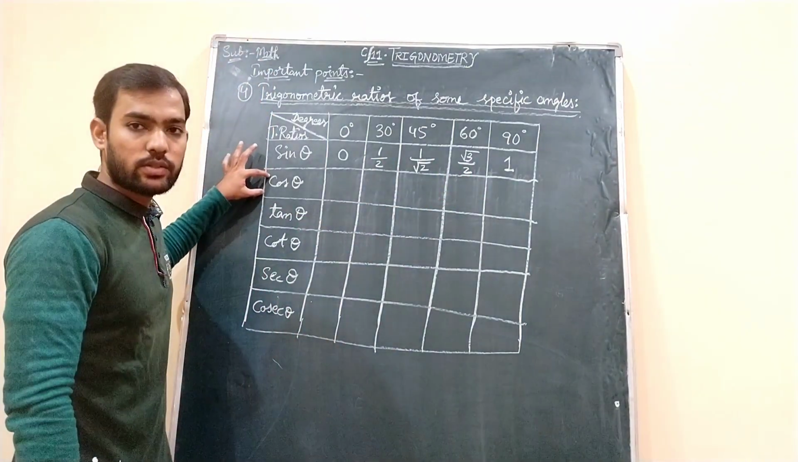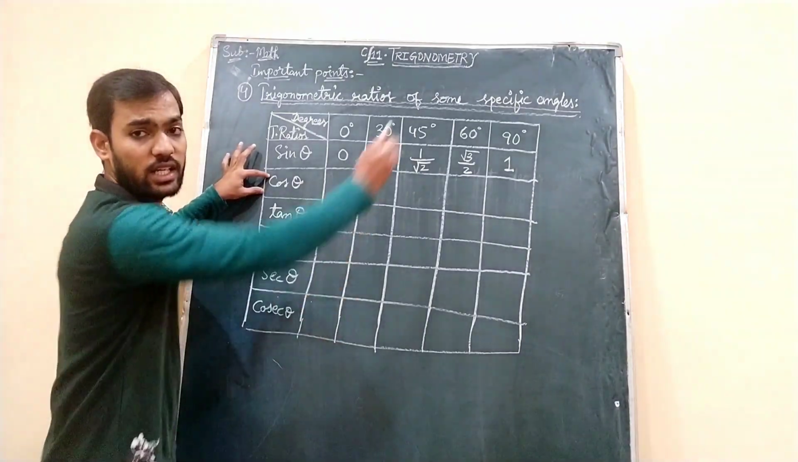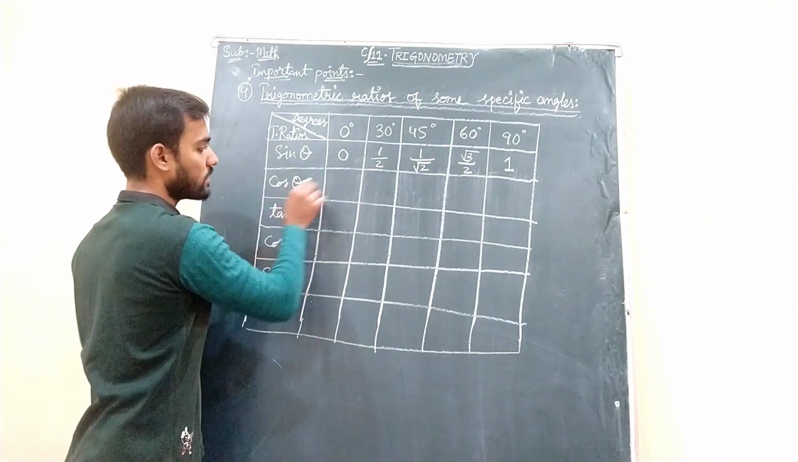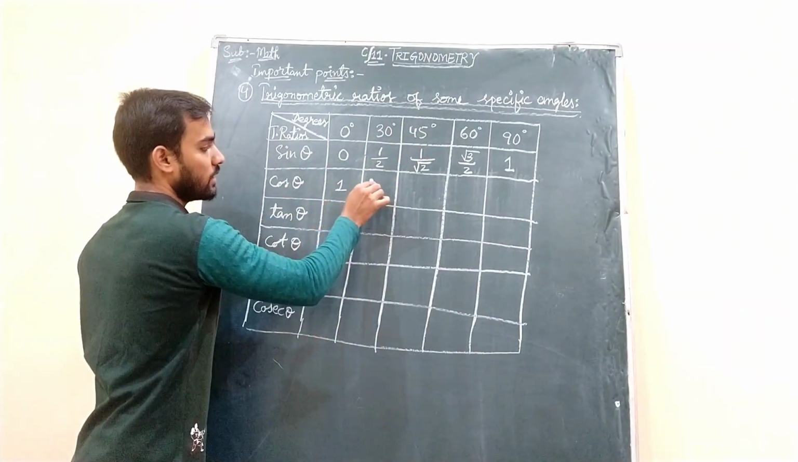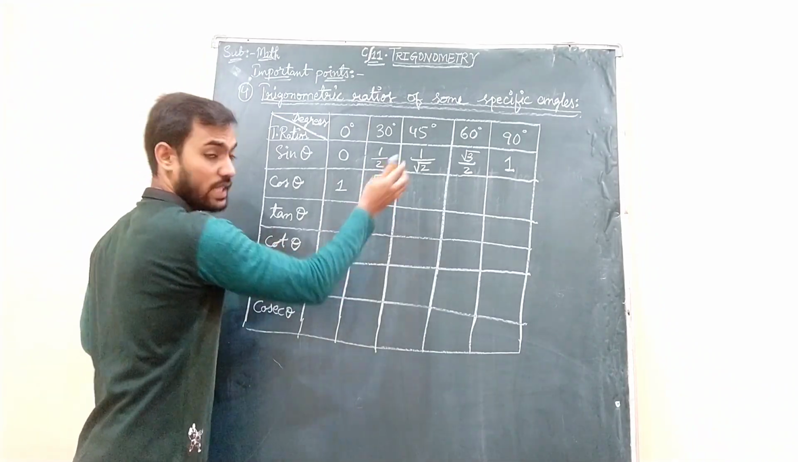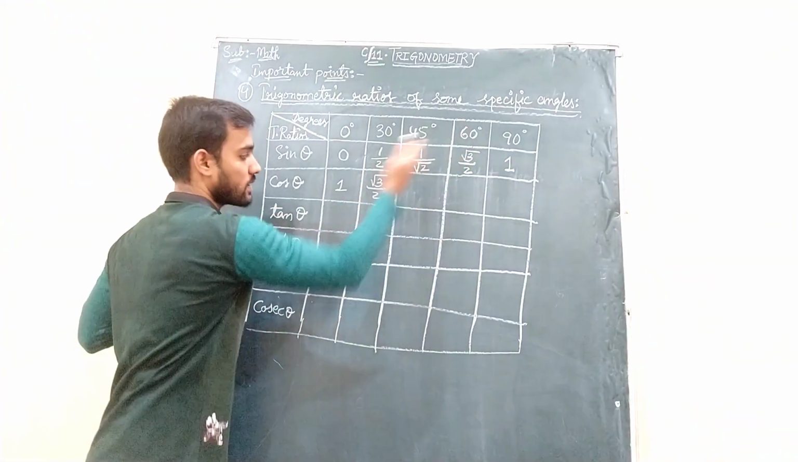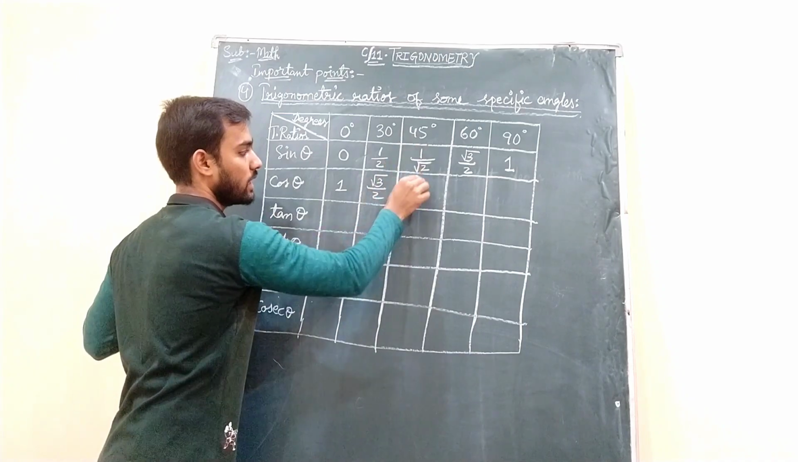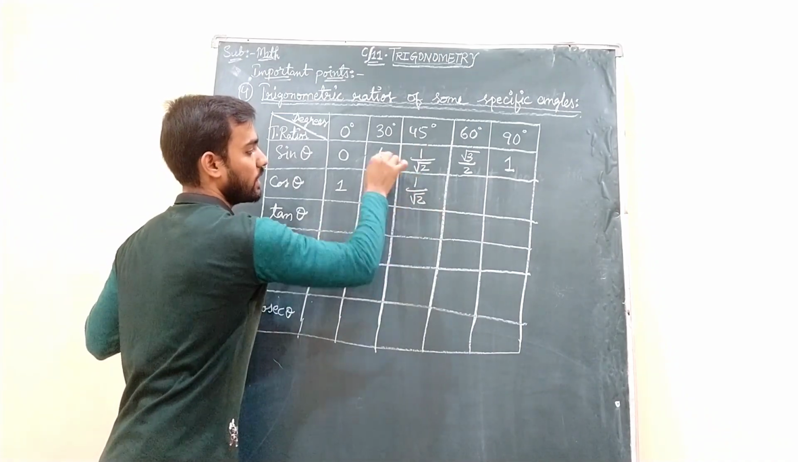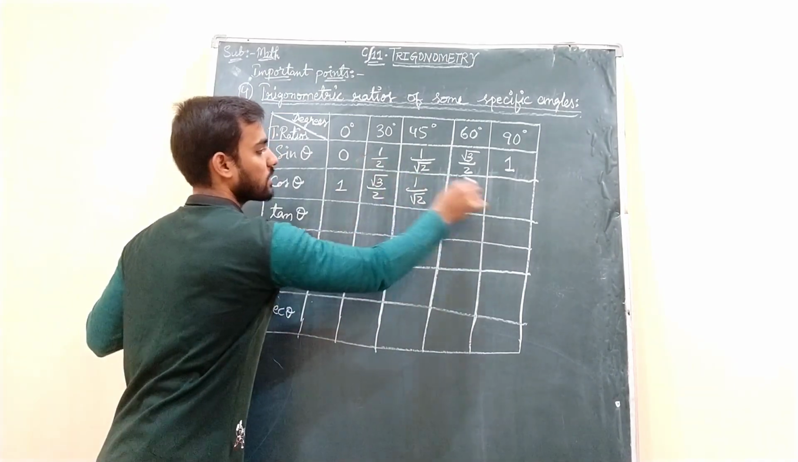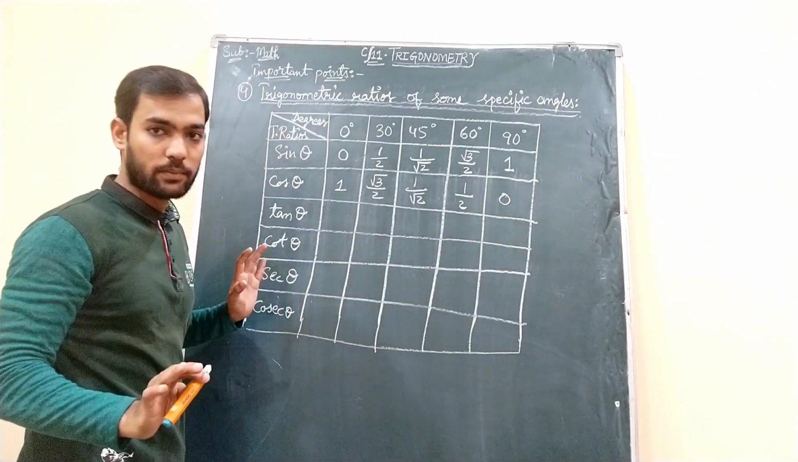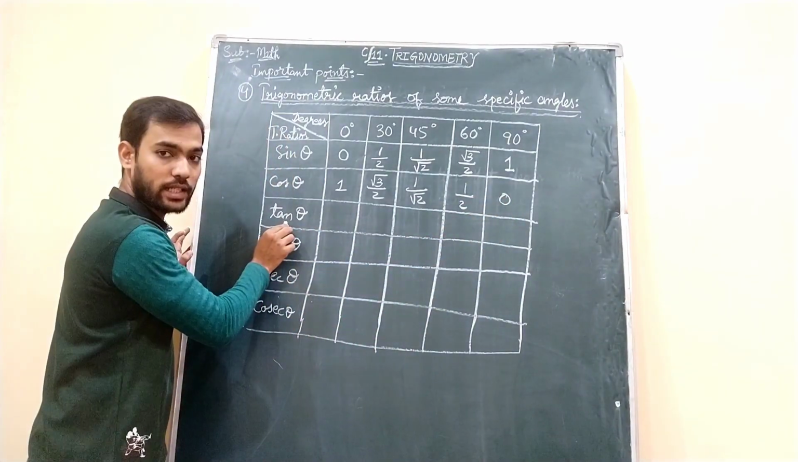Now cos theta values you can easily write. From the last you need to go on writing. In reverse order you need to write. First comes 1, then root 3 by 2, then 1 by root 2, then 1 by 2, and the last one is 0. Understand? Now how to write the tan theta values?